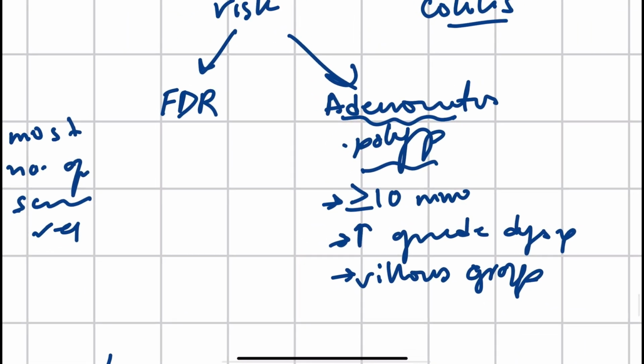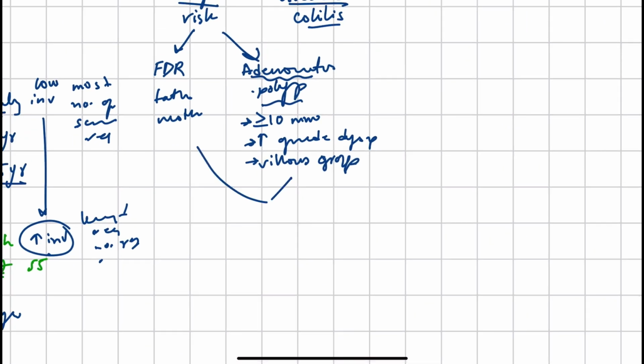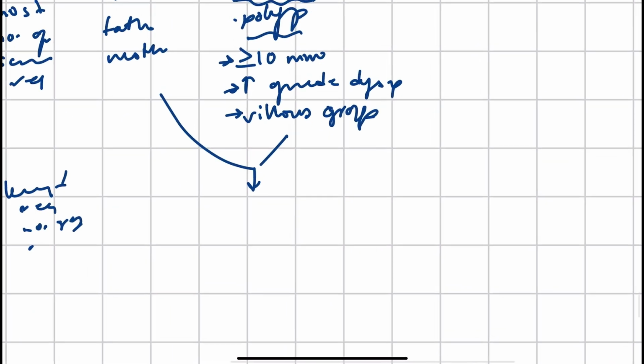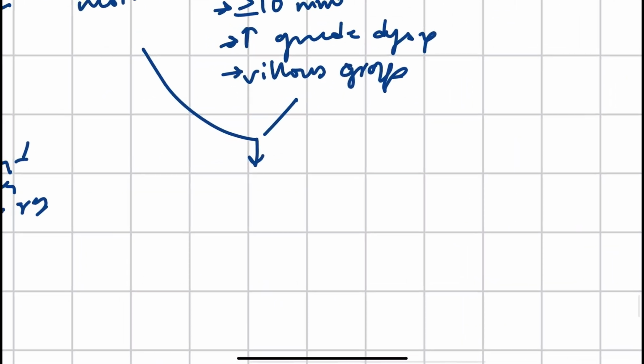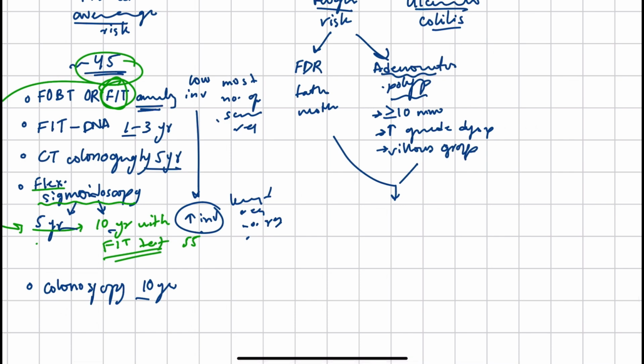Now for first degree relatives like your father, mother, etc. Now for either of these two conditions, what we do is start colonoscopy. So none of these other tests will we do. We won't do any of these tests, only colonoscopy.